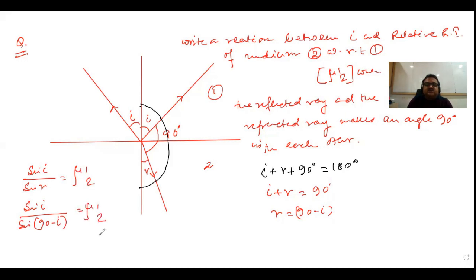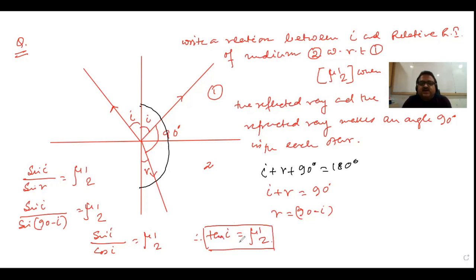And if it is that, we can write sine I by cosine I is equal to mu 1 2. And we know sine I by cos I is tan I. So we can write, therefore, tan of I is equal to mu 1 2. So this is the relation. Is it clear? It's a very important type of sum.